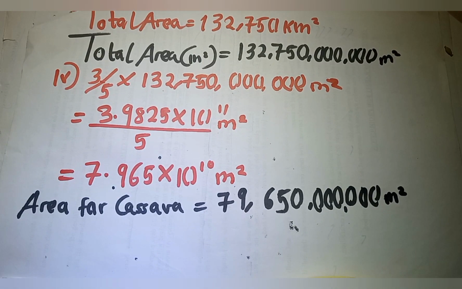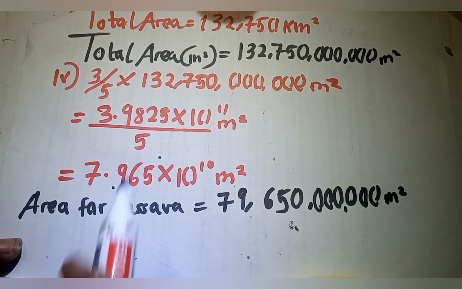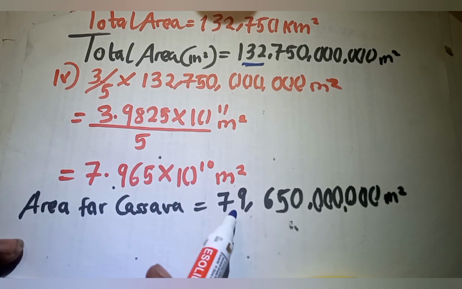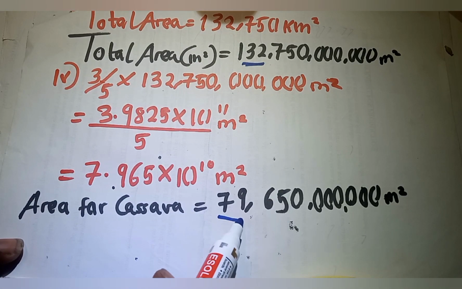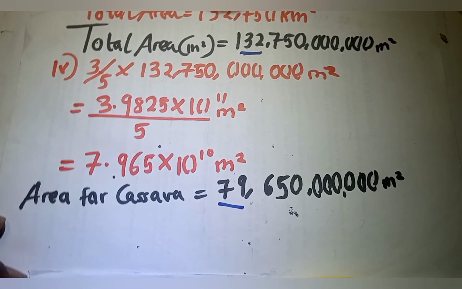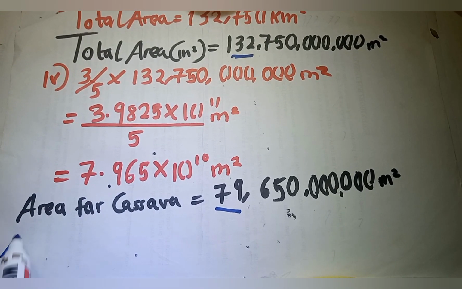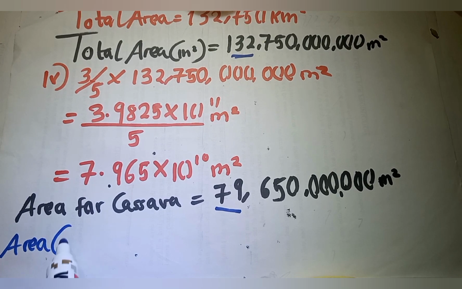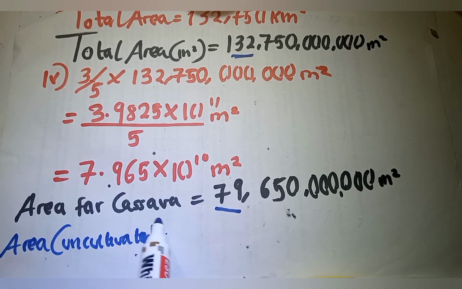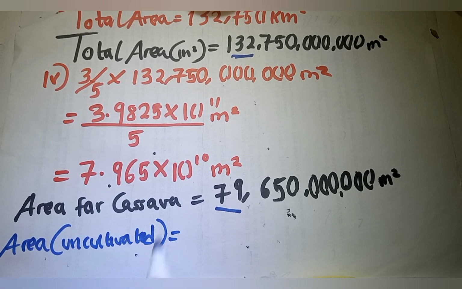Therefore, to get the area that is not cultivated, that will be what? The total area, which is this, minus what? The area that is used for cassava production. So I'm going to be having area that is left uncultivated, area uncultivated is equals to what?